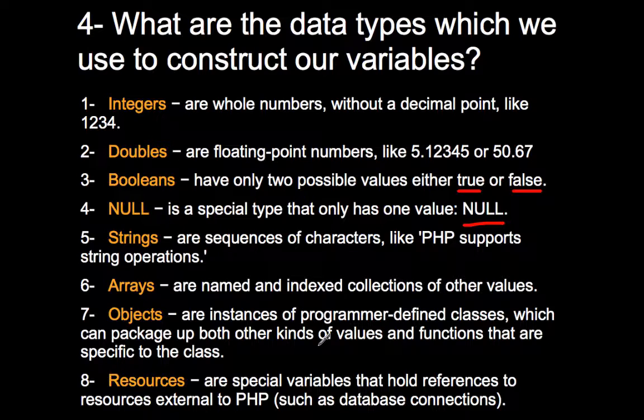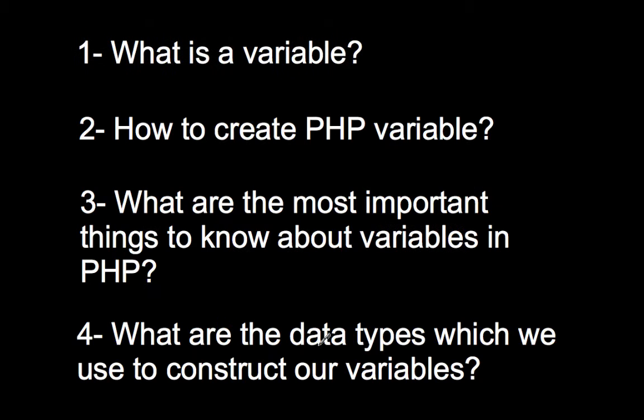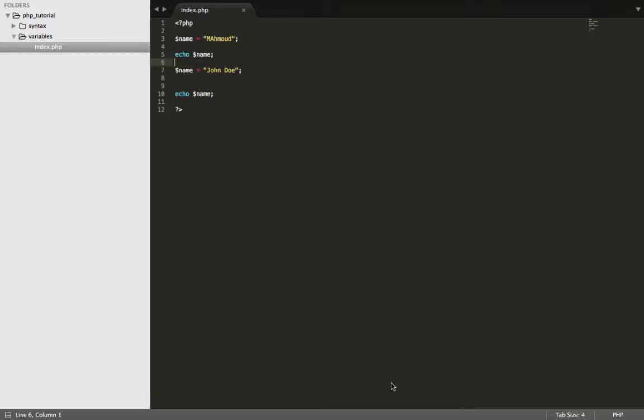So now we have answered the four questions and understand what a variable is, how to create a variable, what the most important things to know about PHP variables are, and what the data types are which we use to construct our variables. And in our example we know how to create and write our first variable.